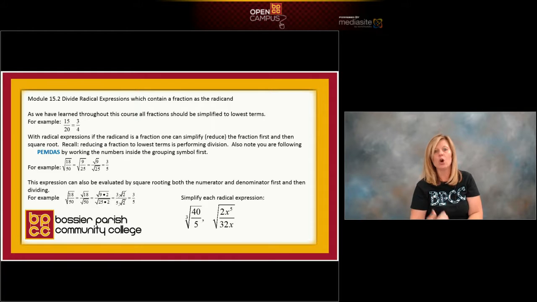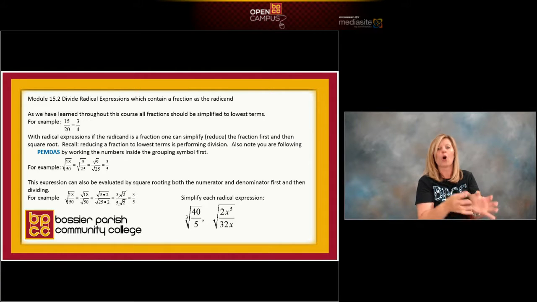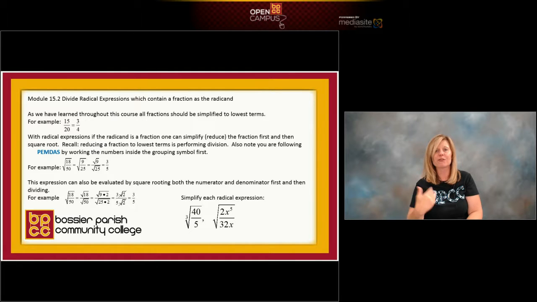Now you tell me which way was quicker and easier to calculate. Was it easier to reduce the fraction first, or was it easier to make 2 square roots and simplify? And if you're like me, you realize if you take the fraction inside the root symbol and reduce it first, your work is going to be less. So let's go practice that now on the whiteboard.